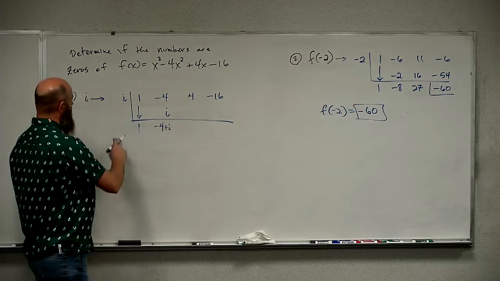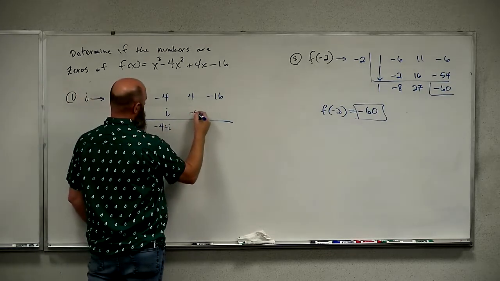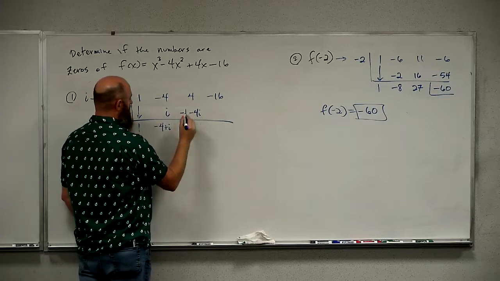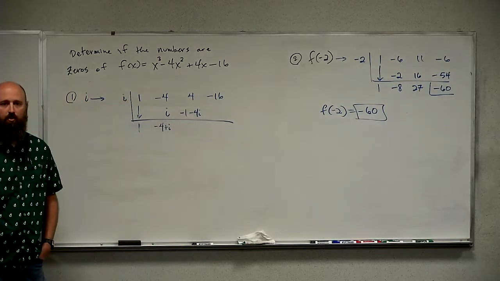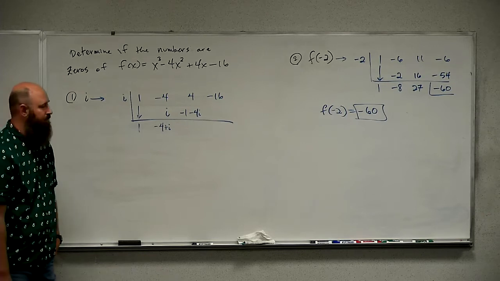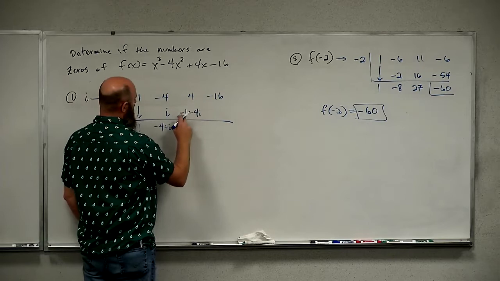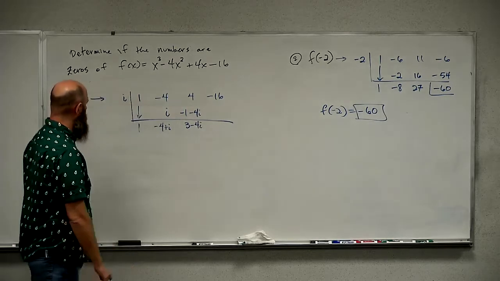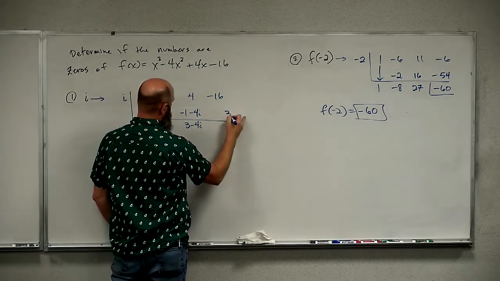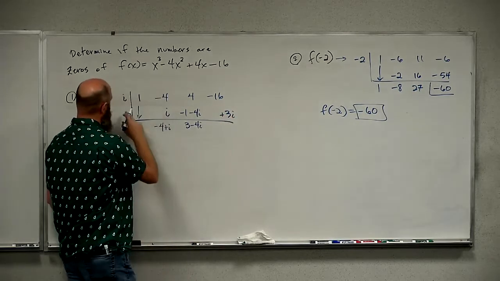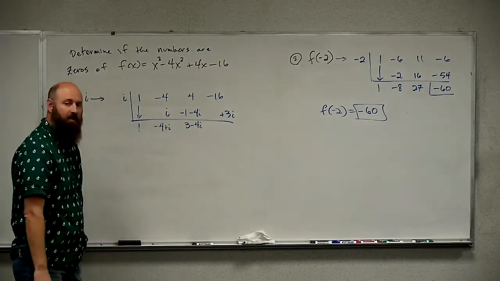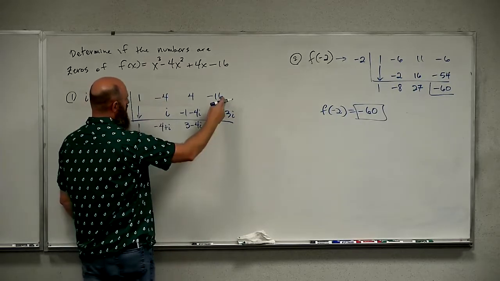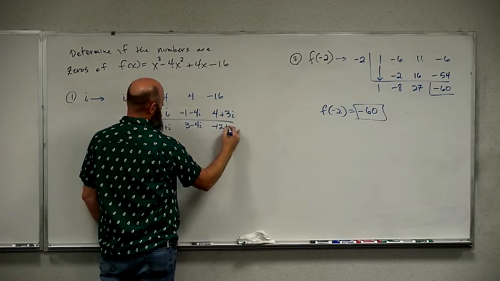And we're going to do i times negative 4. That's negative 4i. i times i is i squared, which is negative 1. So we've got to be careful about those things and make sure we're doing that math correctly. Remember to change those powers over. All right, so now we add 4 plus negative 1 is a 3, and then minus 4i. Well, i times 3 is 3i, positive 3i. i times negative 4i, well, that's negative 4i squared, which is going to make that a positive 4. And then we add these, we're going to get negative 12 plus 3i.